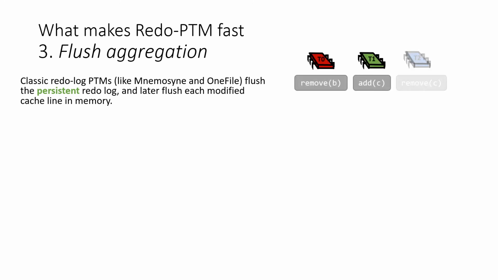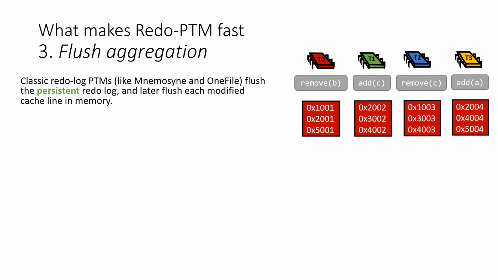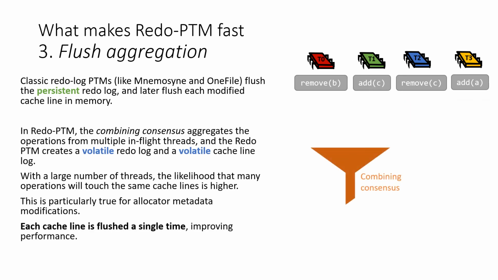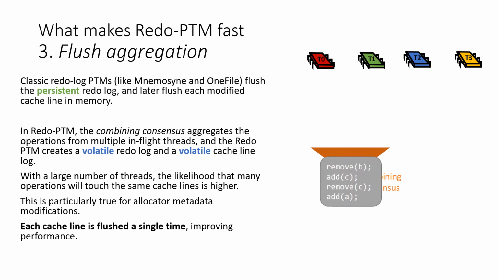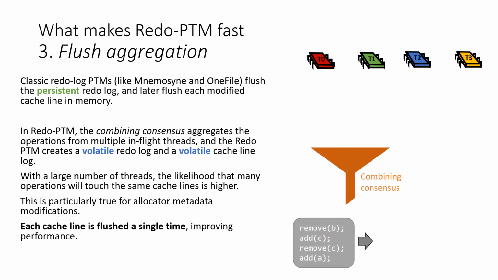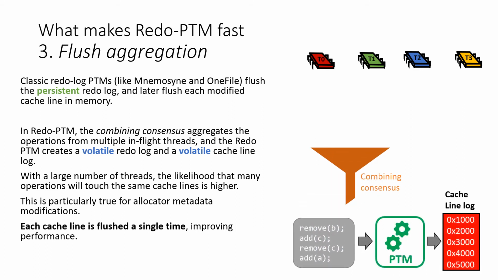Again, classical Redo-PTMs like Mnemosine and OneFile, they flushed a persistent log. We don't have a persistent log, we have a volatile log. So what we do is, again, we combine every operation into a single one, and we create a combined cache line log of all the cache lines that have been modified. This means we only need to flush those cache lines, and we do it a single time.